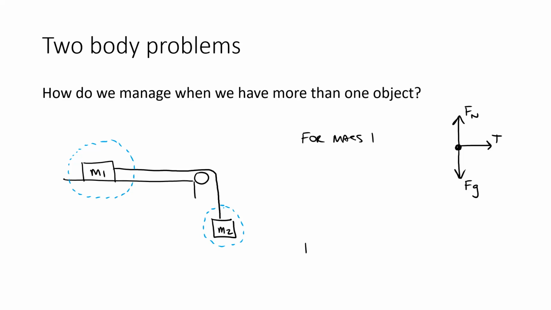So for mass 2, in this case, it's going to be dropping. It's accelerating downward. So there's that downward force. And there's nothing pulling it left or right. The only other force is tension, holding it up a bit. Like that.